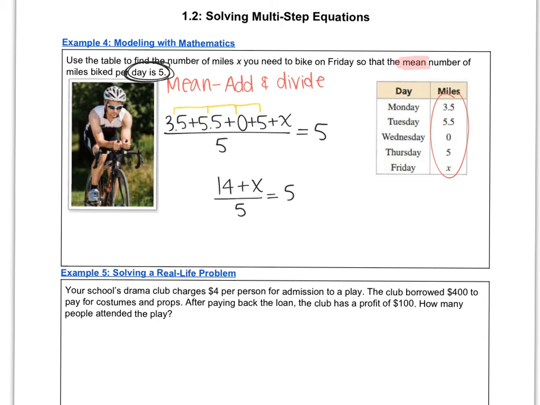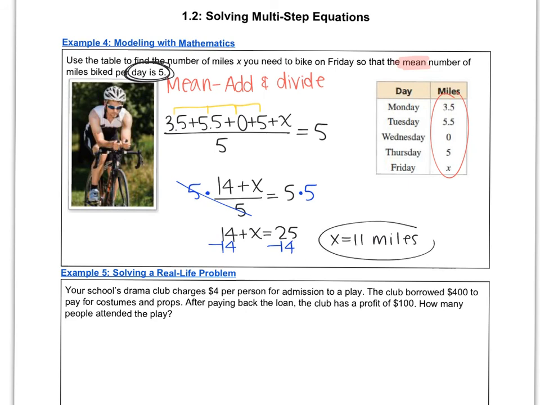Now, I say we need to work outside in. Typically, we've been getting rid of addition and subtraction first, but do you see how this 5 is dividing everything? Because it's dividing everything, we need to get rid of that 5 first. To get rid of divided by 5, let's multiply both sides by 5. It'll cancel there, and then I'll multiply the other side by 5. So I have 14 plus x equals 25. Now I'll go ahead and solve that. I'll subtract the 14 on both sides and get that x equals 11. So on the last day, you have to bike 11 miles in order to meet your goal of having an average of 5 per day.